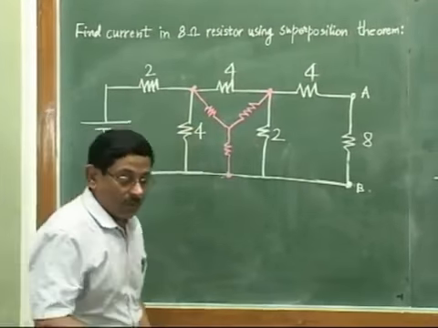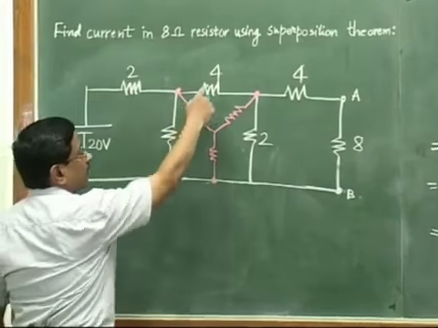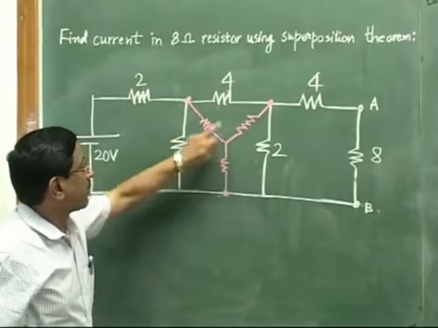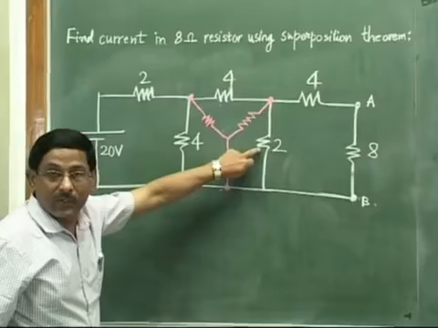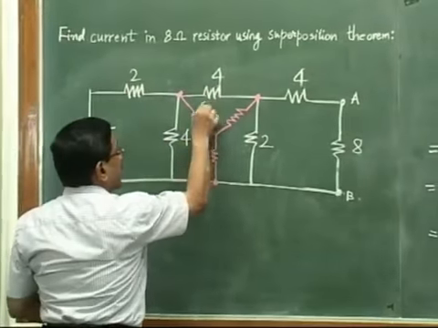Okay. Now we know how to find the equivalent values of a star. This value would be 4 into 4, 16. 16 divided by sum total. 4 plus 4 is 8. 8 plus 2 is 10. So 16 by 10 is 8 by 5.